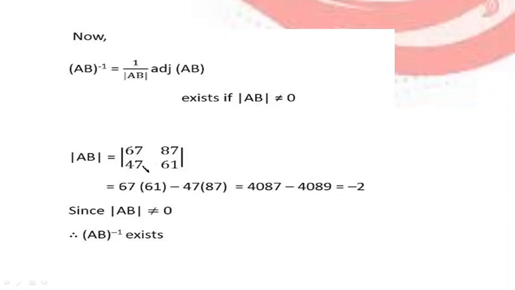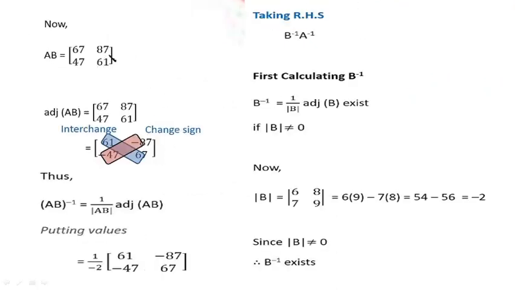So first of all we will calculate the determinant of this matrix AB. This is minus 2 which is not equal to 0, so it means inverse exists and we can proceed further. Now AB is this matrix, we need the adjoint of AB. We know very well there is a shortcut method for finding the adjoint of a 2 by 2 matrix. So what we can do, interchange the main principal diagonal elements, and for these two elements we can just change the sign. This is adjoint ready.